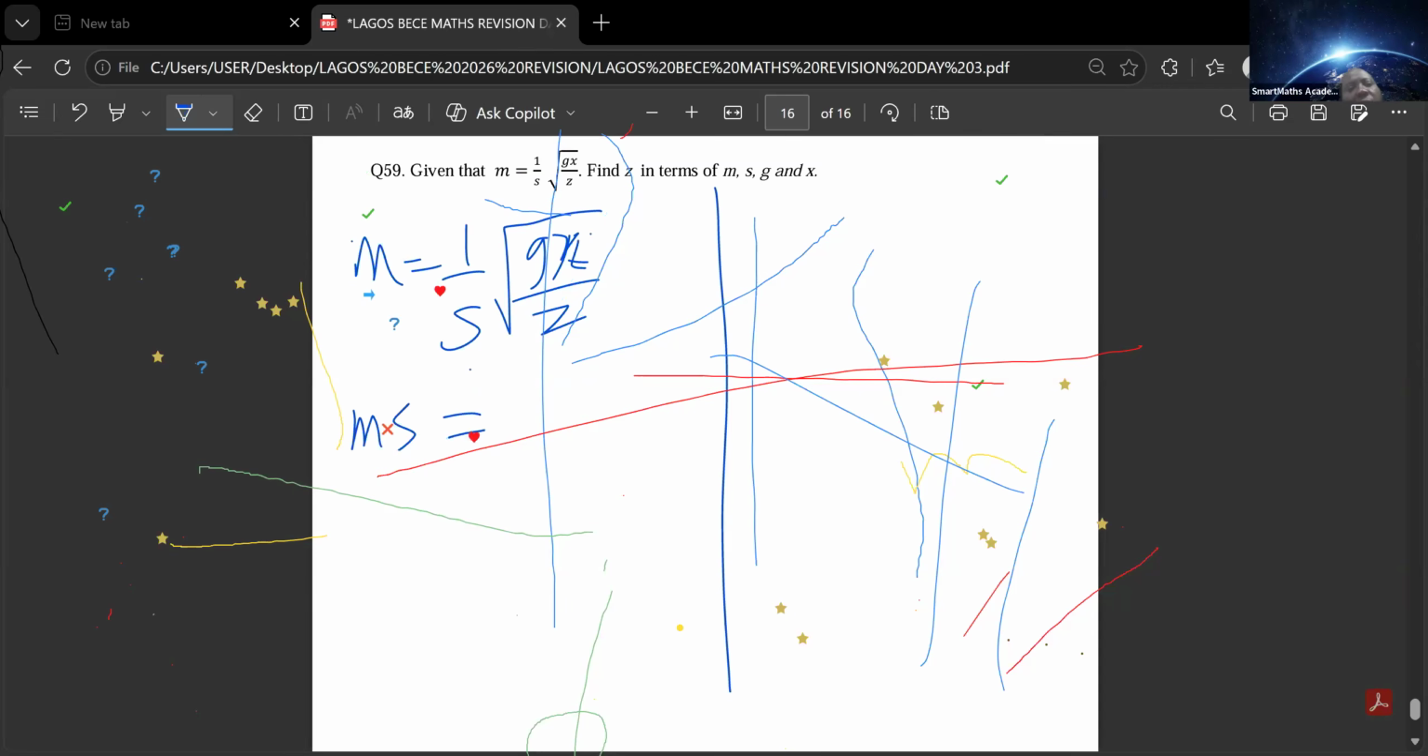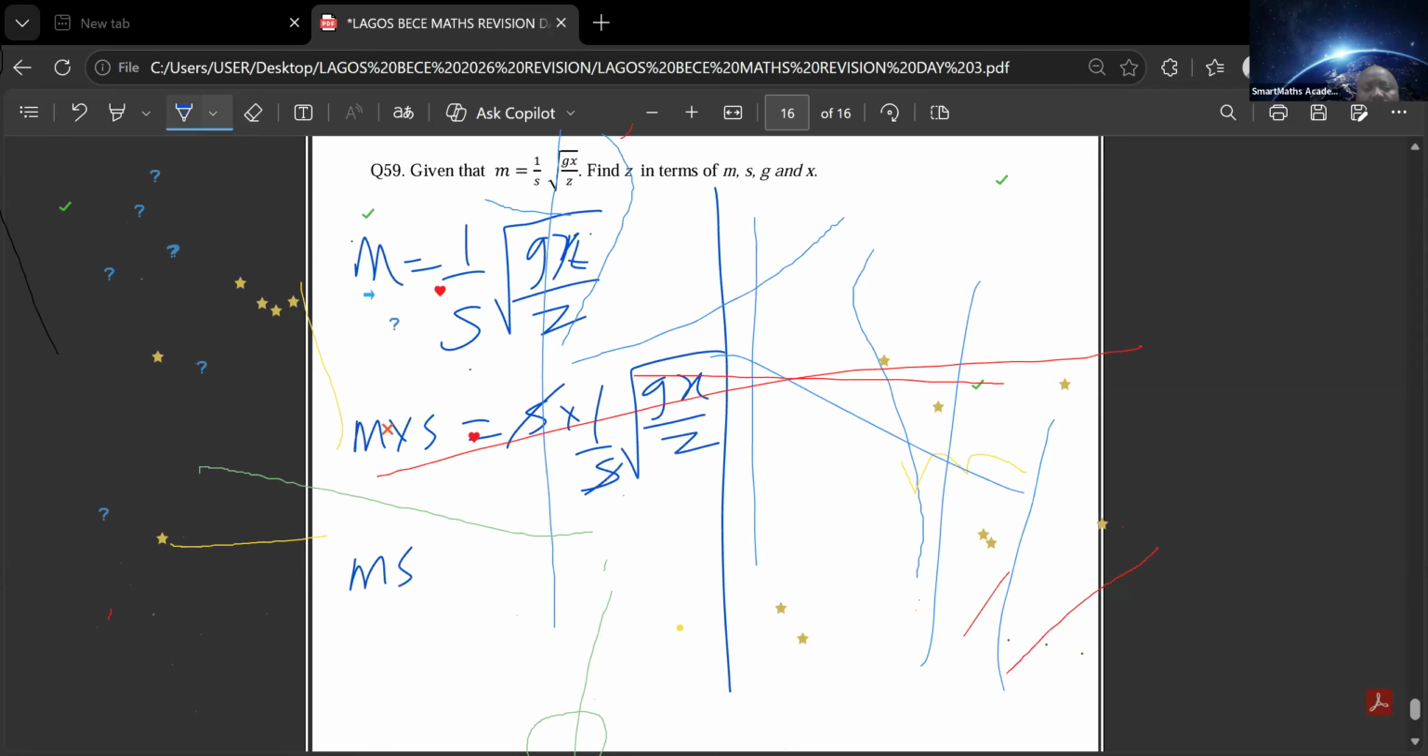equals to. Some people ask me, how did you get ms? I want to cancel this, so I multiply both sides by s. That will be m times x equals s times 1 over s square root of gx over z. So this cancels this. We now have ms equals square root of gx over z.